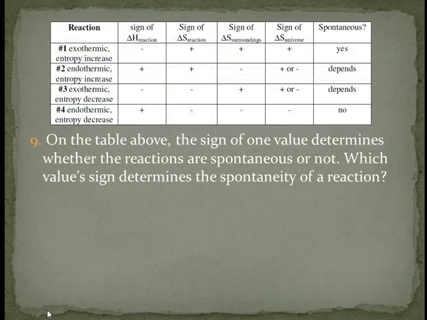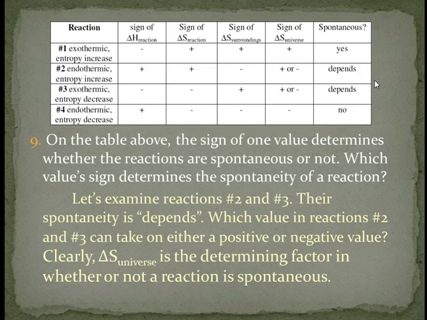Number 9. On the table above, the sign of one value determines whether or not the reactions are spontaneous. Which value sign determines the spontaneity of a reaction? Let's examine reactions 2 and 3. Their spontaneity says not yes or no, but depends. And knowing that, which of these 4 values can take on either a positive or a negative value? That's going to be delta S universe here.